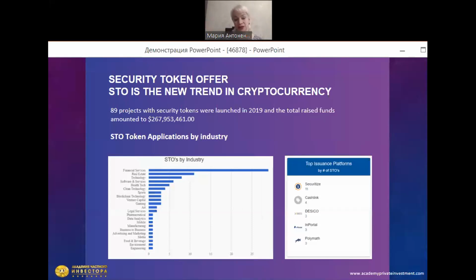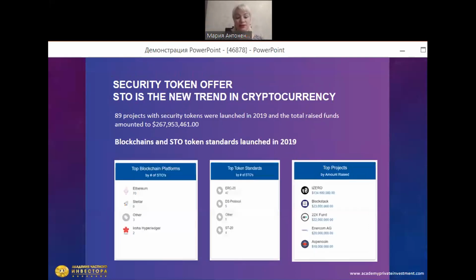So the areas of application of STOs are diverse. 70 out of 89 projects have been launched on the Ethereum blockchain, 6 projects on Stellar, 2 projects on Iroha Hyperledger, and 3 projects on other blockchains. I don't have the current information on that.